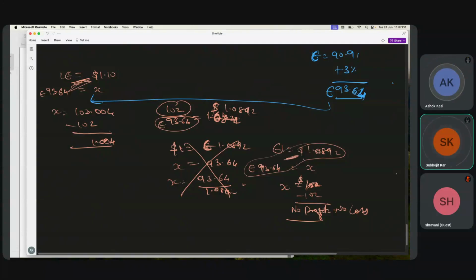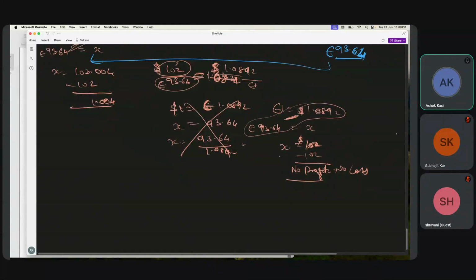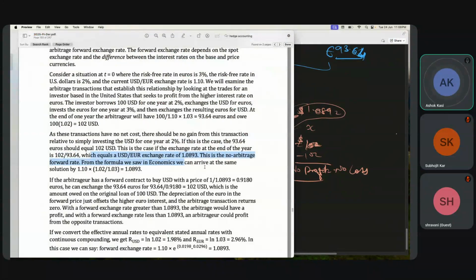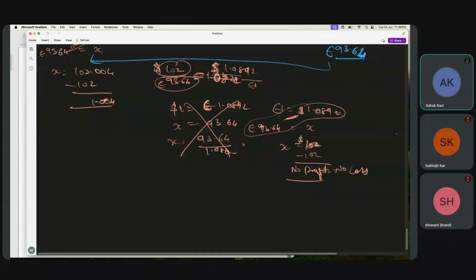We multiplied 93.64 into 1.0892. Okay, because this is equal to sign, na? Numerator is dollar. So 1.0892 dollar I will get. This is dollar for 1 euro. This is fine now. So this is what they have given here. So there is no arbitrage at 1.0893 or 1.0892. That is okay.